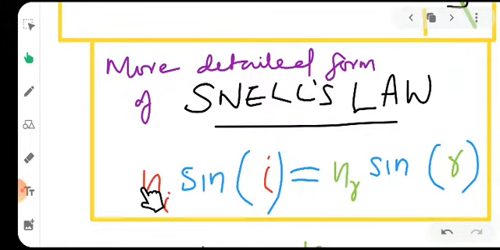So it reads like this: Ni sine I equals Nr sine R. It's very easy to read through. All you have to remember is Ni stands for the refractive index of the material in which the light comes from, and Nr is the refractive index of the material into which the light passes through or transmits into. So how does this equation help us?